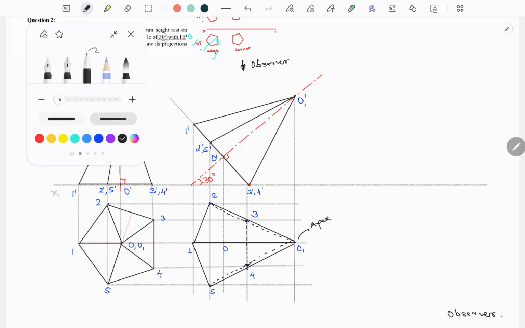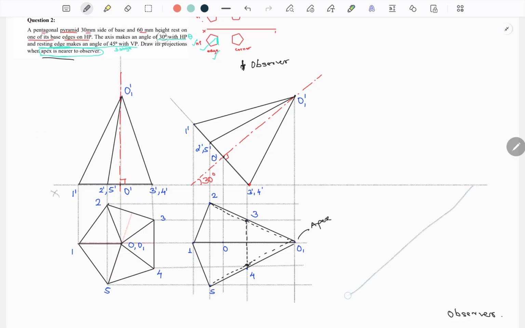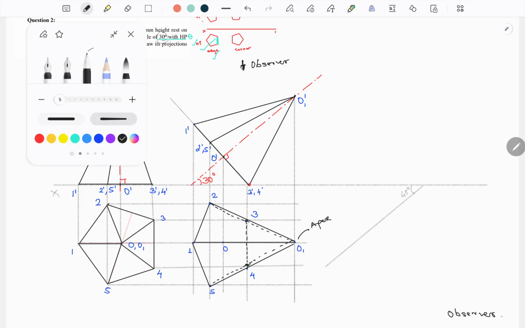Okay, so for that condition, you draw this line as 45 degree incline. One second. You draw this line 45 degree incline. This inclination is how much? 45 degree incline. Okay, on this line you mark a point. Somewhere here you mark the point.